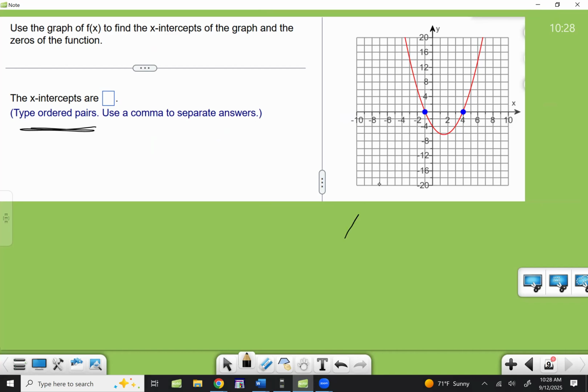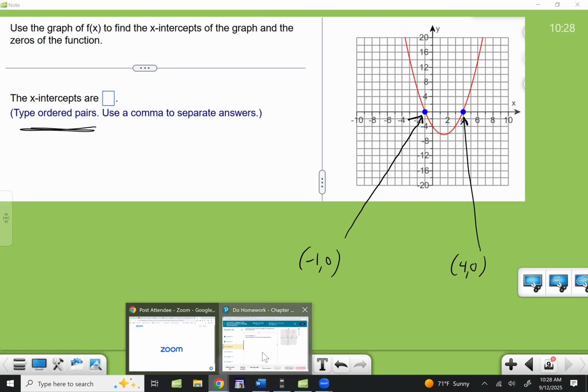So we have to get an ordered pair for this point, and you have to get an ordered pair for that one. Well, it looks like they're counting by ones. So since we went to the left 1 space from the origin, it's going to be -1, 0. We didn't go up or down, so the y value must be 0. For this one, we went 1, 2, 3, 4 spaces to the right. So this one's going to be 4, 0. That's it. That easy, you guys. Okay, so -1, 0 and 4, 0.